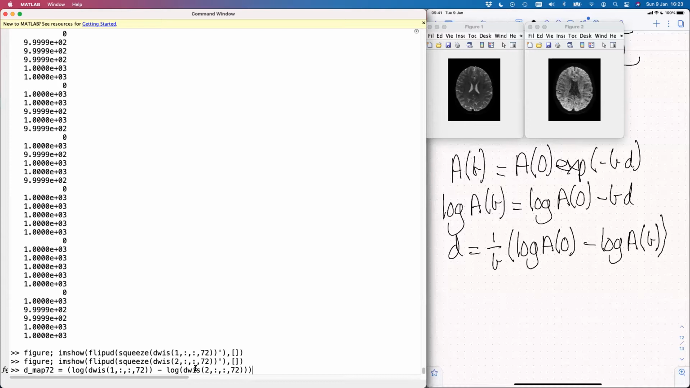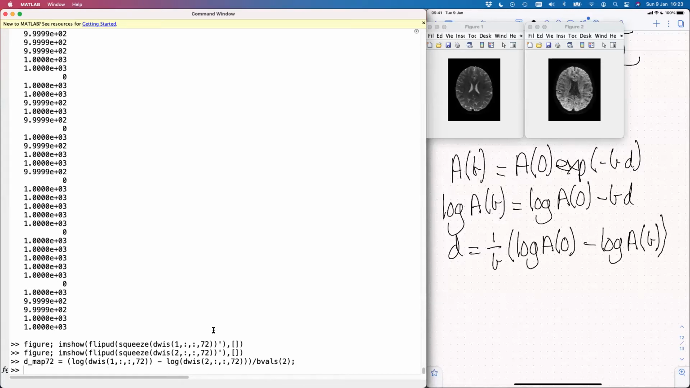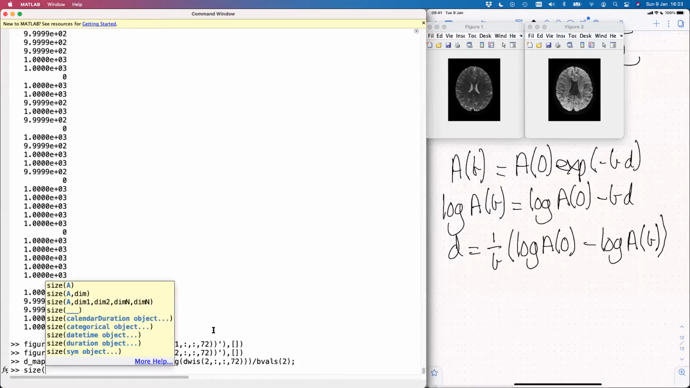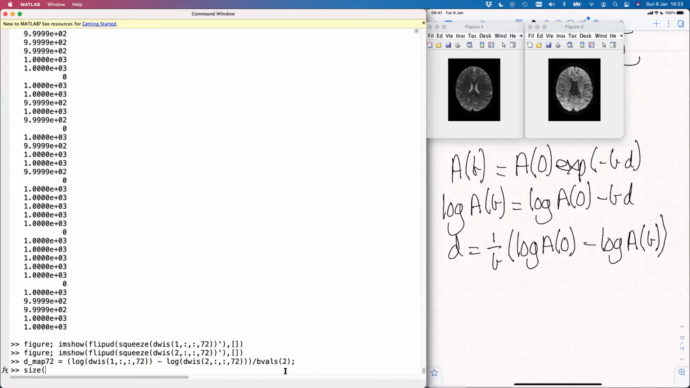And divide by the B value of the non-zero B value, so that would be the second entry in our B vals vector here. That corresponds to the B value of the second image. Okay, so just because performing the operation this way will leave a singleton dimension in this DMAP. I'll show you that just to illustrate.